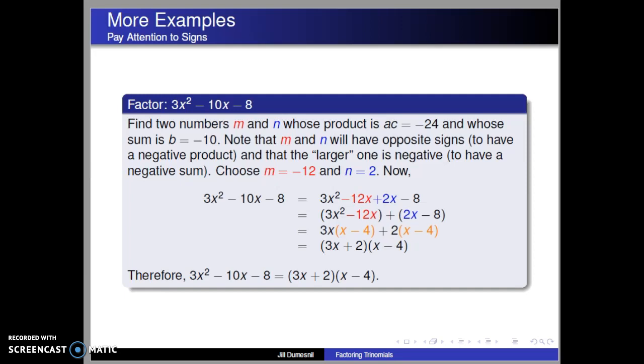Again, observe that in multiplying back to check our answer, we get 3x² for our first, minus 12x is our outer product, and plus 2x is our inner product, with a minus 8 constant.